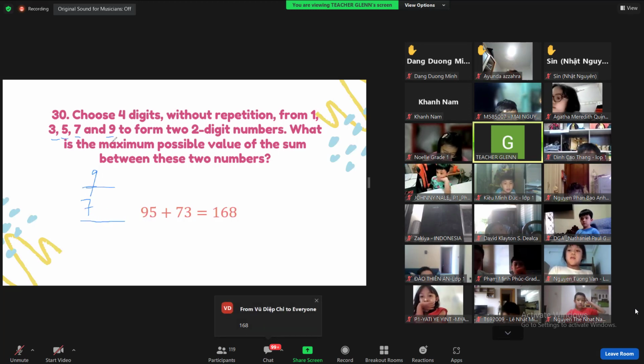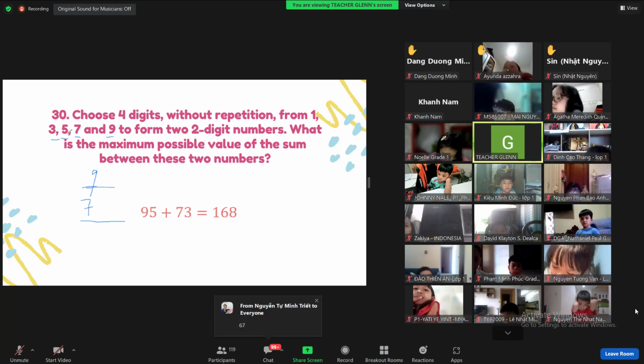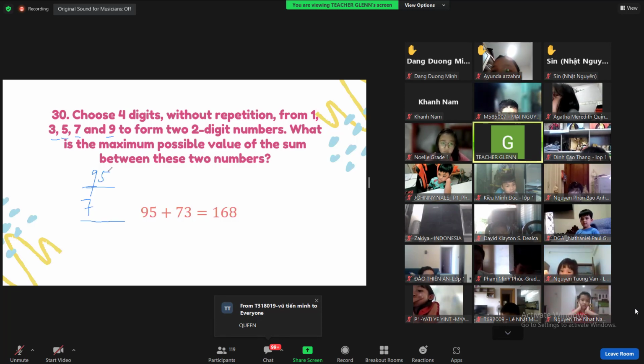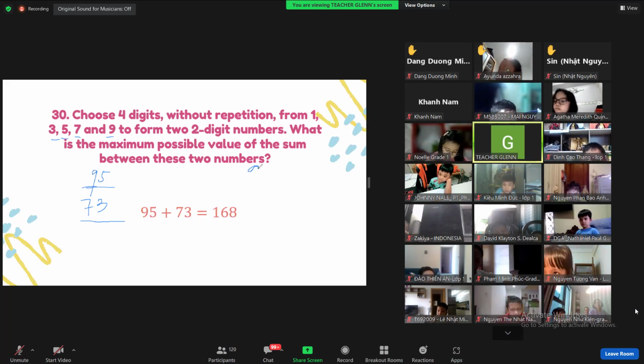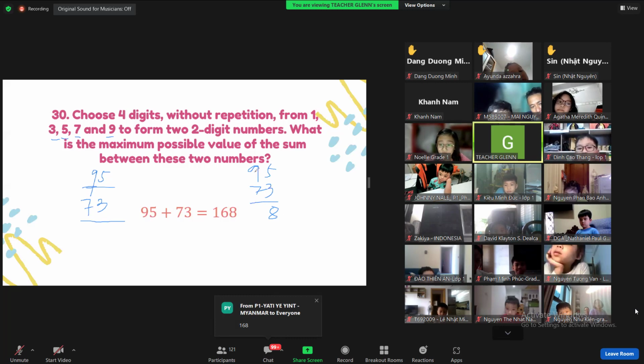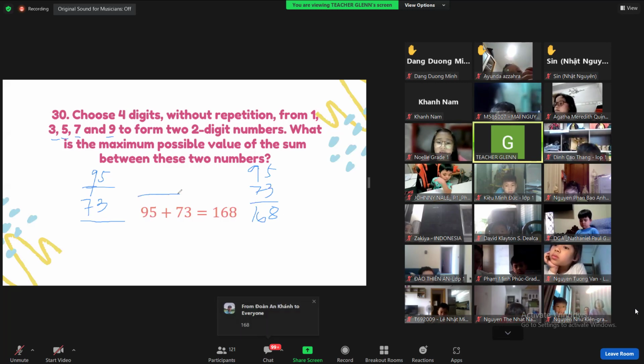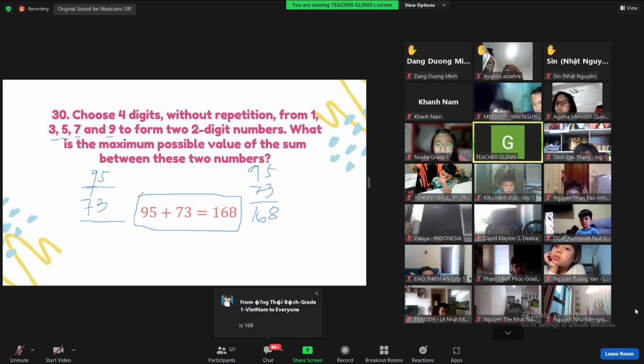Next, we're going to pair the third largest to our first largest. Since 5 is the third largest, we're going to pair it with 9. We're going to put 5 here. And the last one, we're going to pair with our second largest, which is 3. After that, we're going to add 95 and 73. So 5 plus 3 is 8, and 9 plus 7 is 16. So our correct answer is 168.